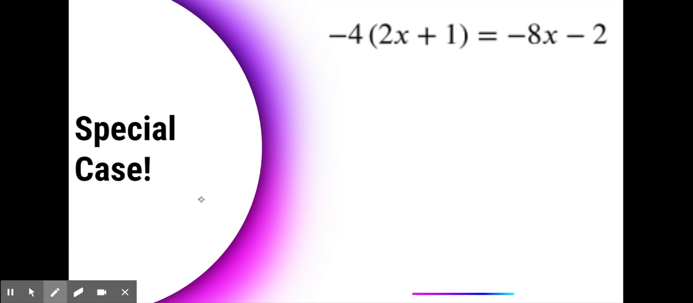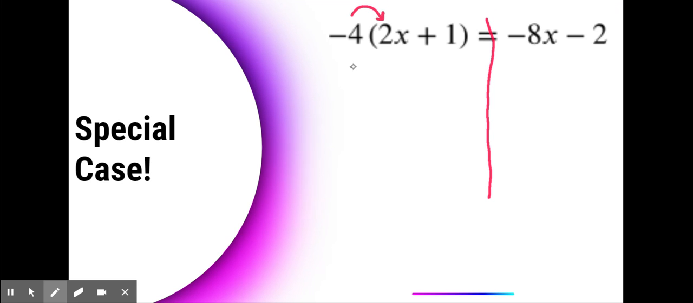When you have a variable on both sides of the equal sign, some weird things can happen. Okay, so let's look at a special case. So I'm going to find my equal sign first. I'm going to draw my line. So I have negative 4 times the quantity 2x plus 1 equals negative 8x minus 2. All right, step 1, distribute. I do have some distributive property here.